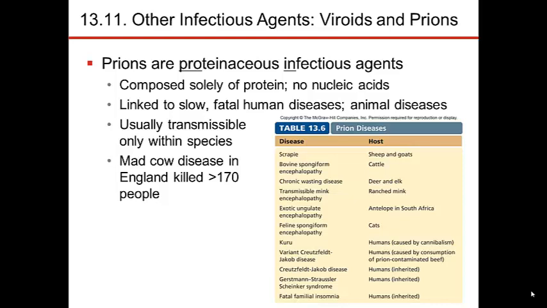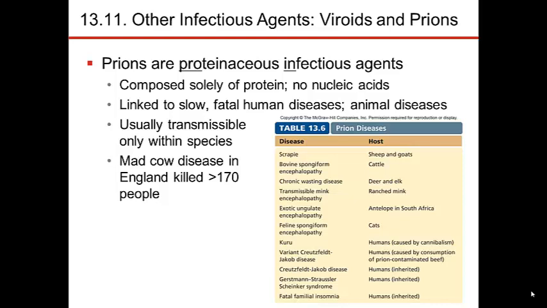The disease scrapie in sheep and goats is a wasting disease that is caused by prions. Bovine spongiform encephalopathies, also known as mad cow disease, are caused by prions. And in humans, Creutzfeldt-Jakob syndrome, or CJS, is a prion disease.